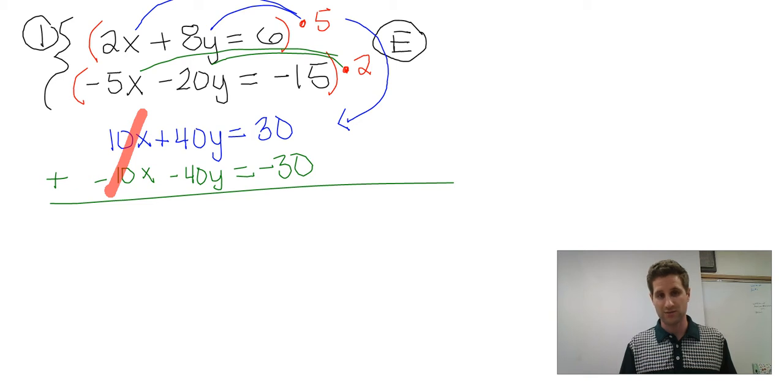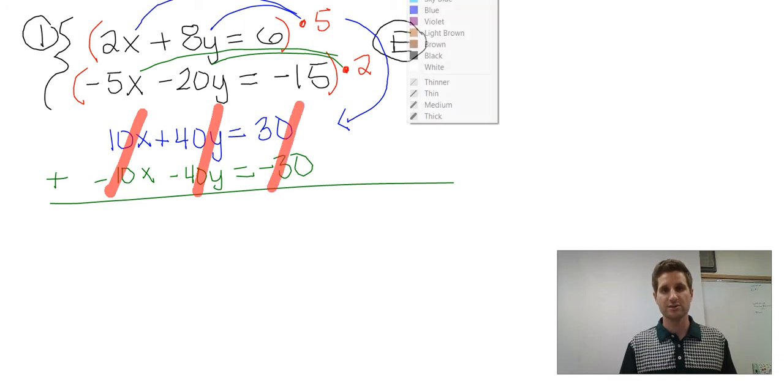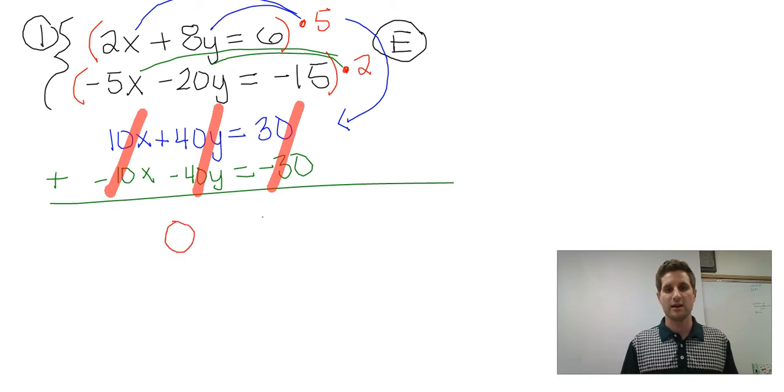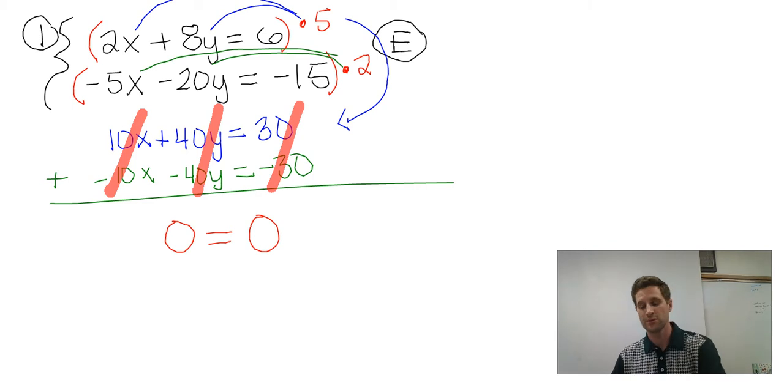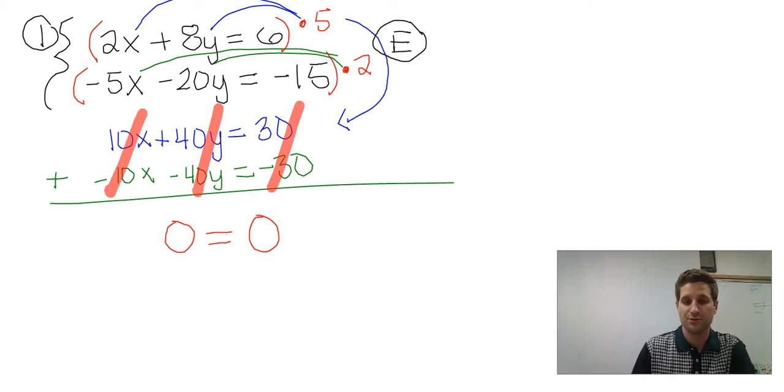40y minus 40y, that also cancels. And 30 minus 30, that also cancels. Basically, what I'm left with is 0 on this side, and I'm left with 0 on this side. Is it true that 0 equals 0? Yes. Okay. This is true. So yes, that's an E. Yes, this is true. What does that mean? Well, it means they're the same exact line.